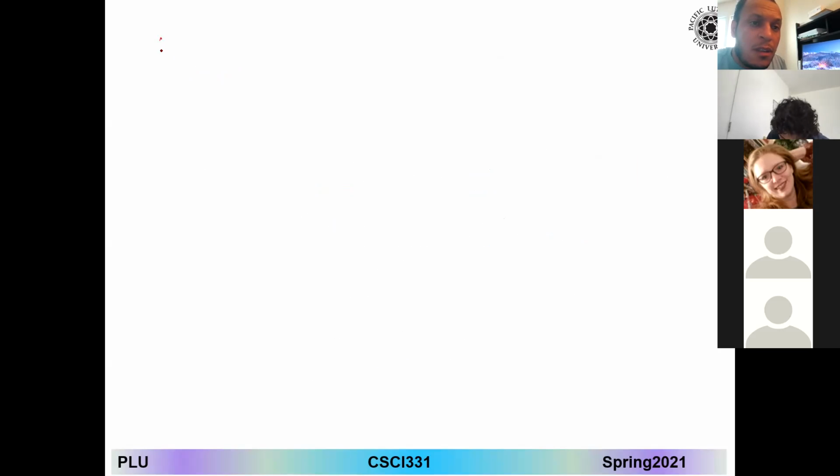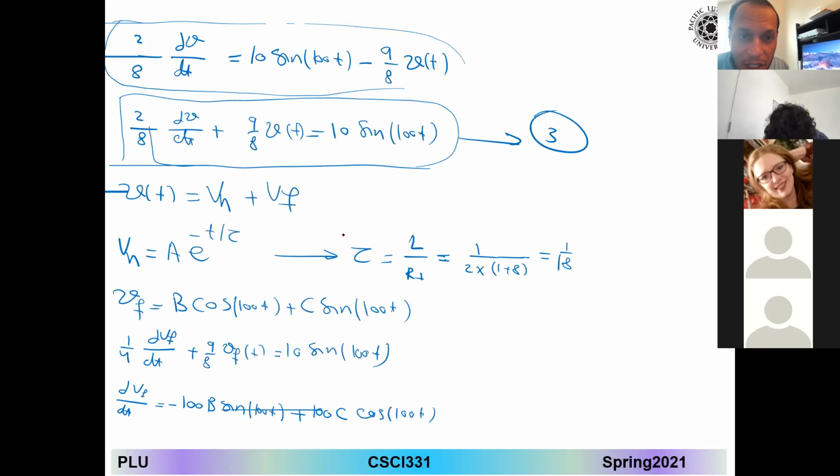Two equations: 100C plus 18B equals 0, because I don't have the cosine term. This one is the cosine term for both. And the second equation is here: minus 100B plus 18C equals 160. Where does 160 come from? This one, guys. This part, because we're going to just simplify it by 8. I have 8 here and 8 here and 80, and then multiply by 2.